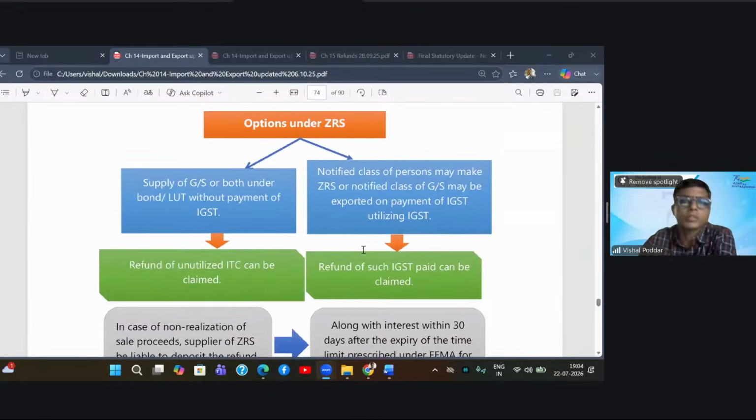Now, what is the relevance of this zero rated supply? If I am talking about export or sale to SEZ, why have they been treated as zero rated supply? Because, as I was telling you at the start, whenever you are exporting anything outside India, we want our goods and services to be competitive in the foreign market. Now, how will they be competitive in the foreign market?